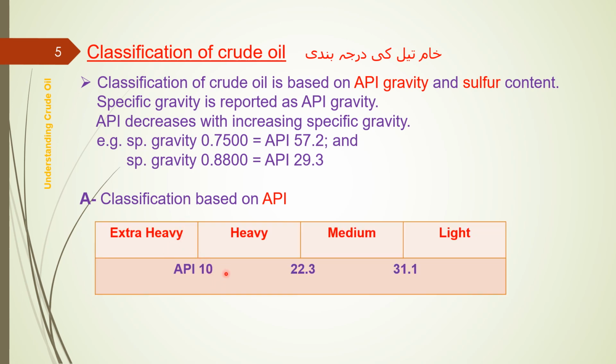Classification based on API gravity. Crude oils are classified into four classes: extra heavy, heavy, medium, and light, based on API gravity. All crude oils with API gravity less than 10 are classified as extra heavy, and all those which have API gravity from 10 to 22.3 are classified as heavy crude oil, medium crude oil are 22.3 to 31.1, and all crude oils which have API gravity more than 31.1 are classified as light crude oils.